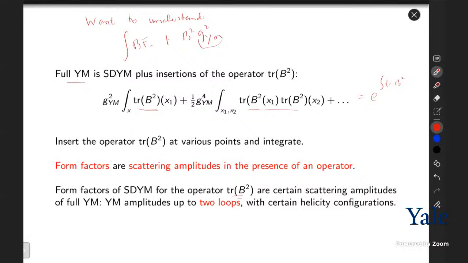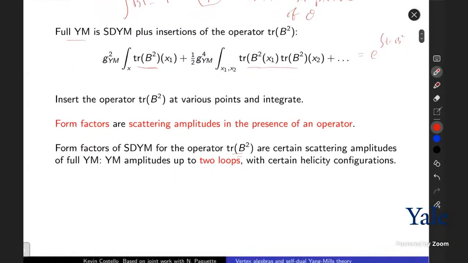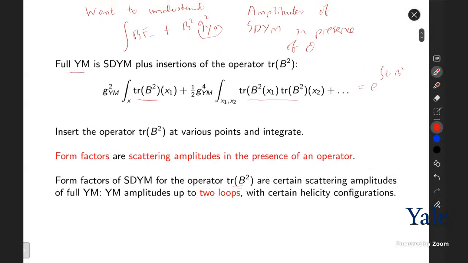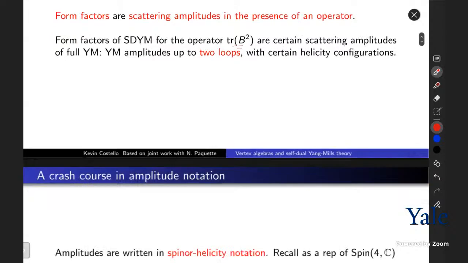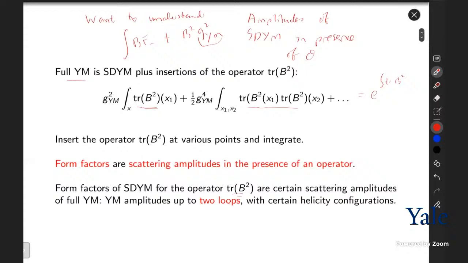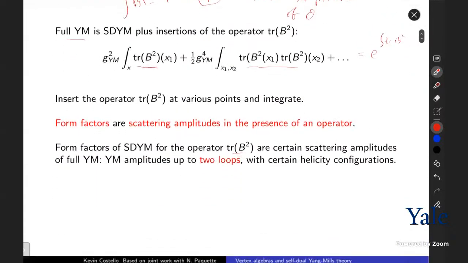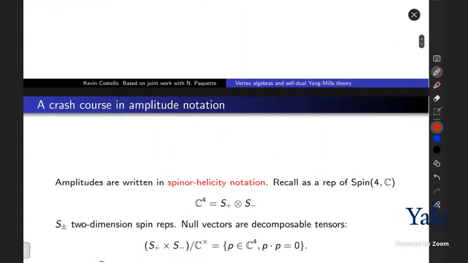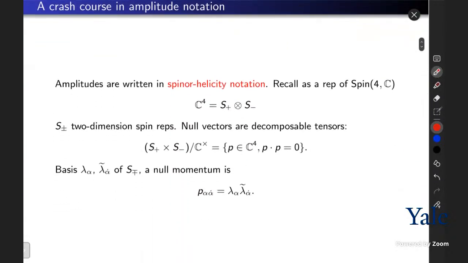So we want to compute scattering amplitudes of self-dual Yang-Mills in the presence of an operator. And this is just motivation to say that for a carefully chosen operator, this is something that is really related to QCD. Oh, and before I go on, what we'll find is that these amplitudes in the presence of an operator are correlators of a vertex algebra. And there are going to be some subtleties with that statement when we get to loop level.